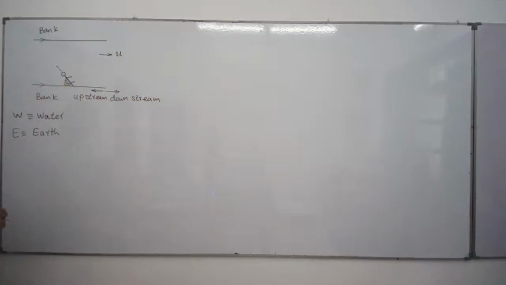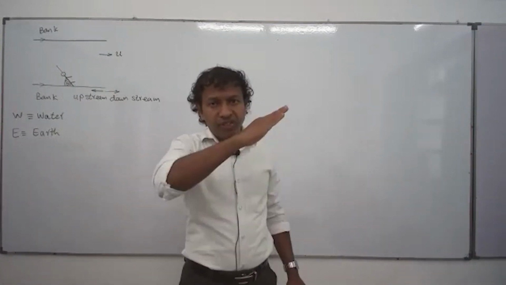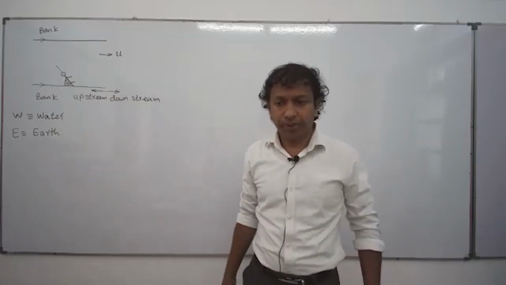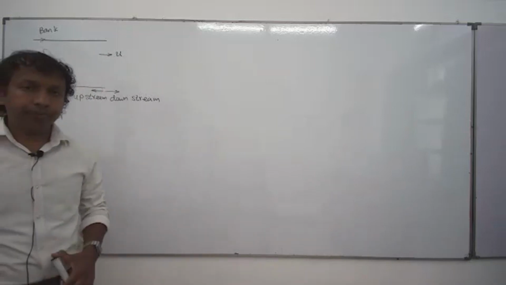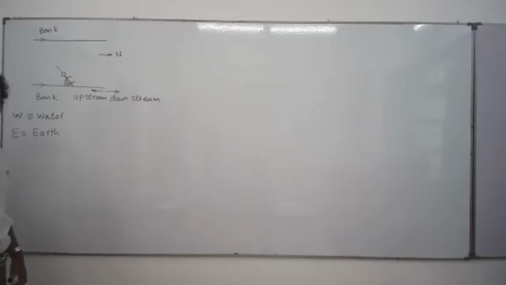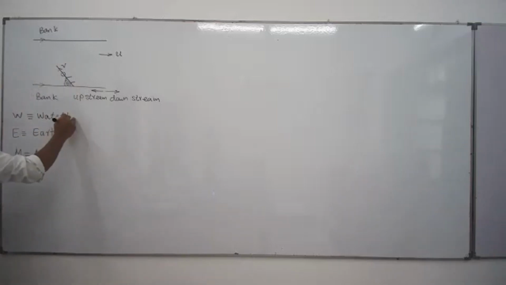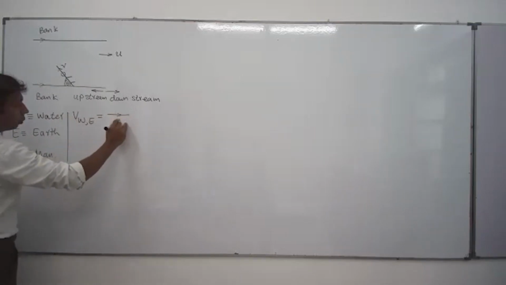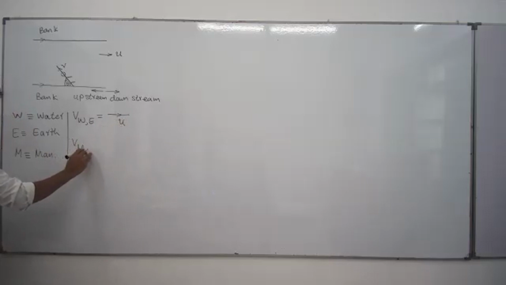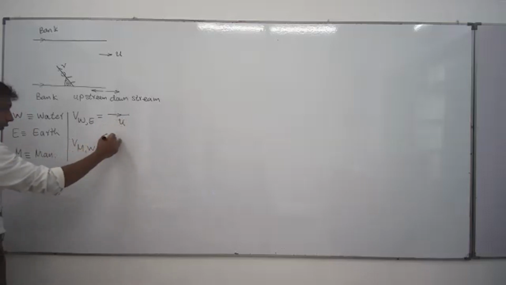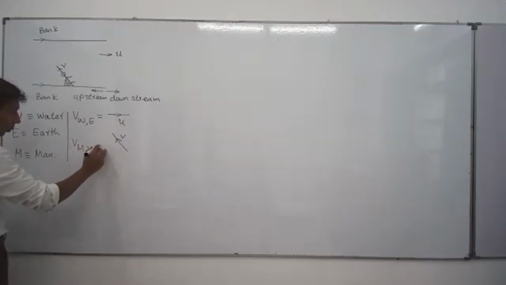Now here this man makes his body at an angle theta with the upstream. Suppose the velocity of this man relative to water is v. Then he moves along this direction. M stands for man. Velocity of water relative to earth: downstream direction, u. Velocity of man relative to water: this way, v, making an angle theta.